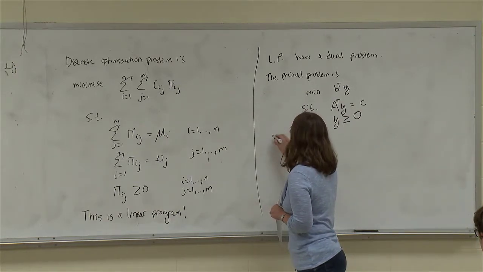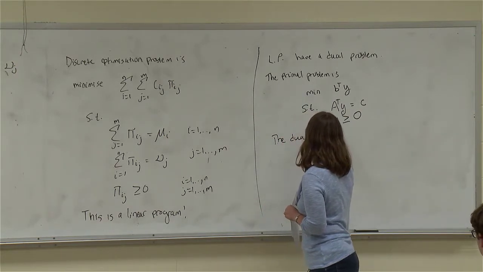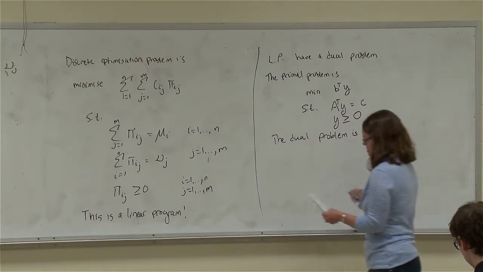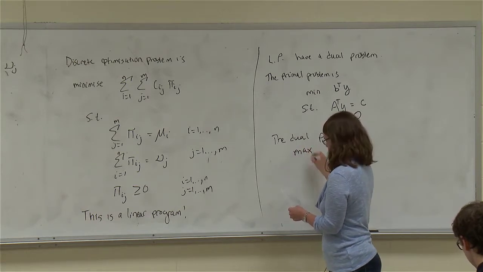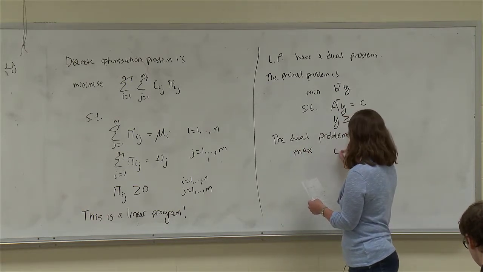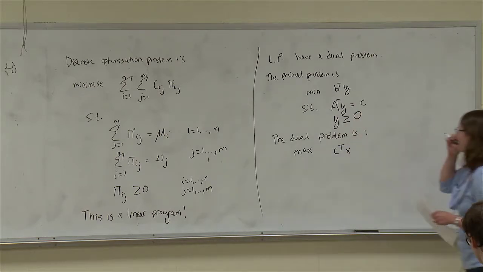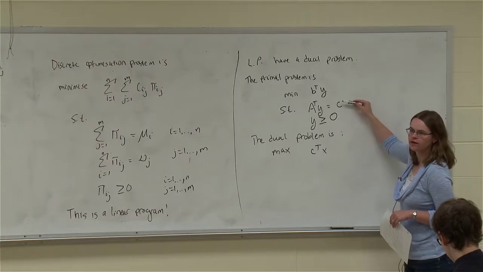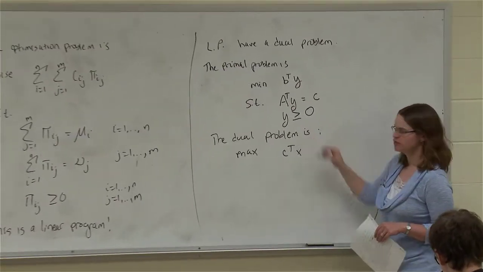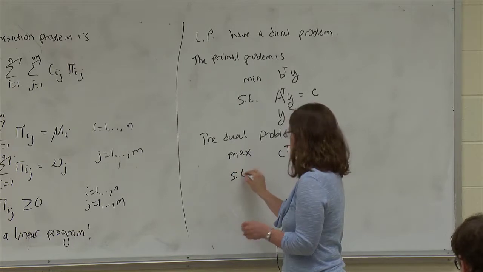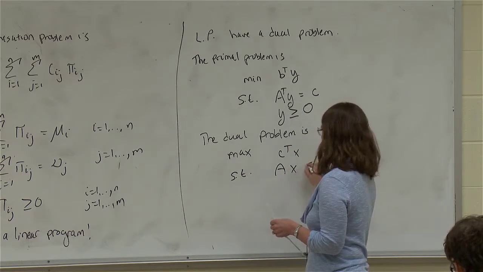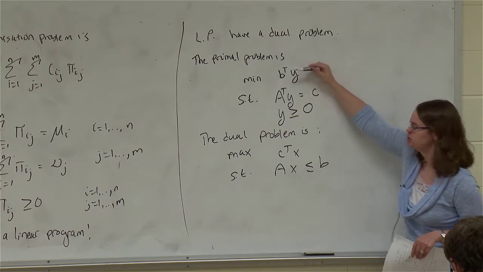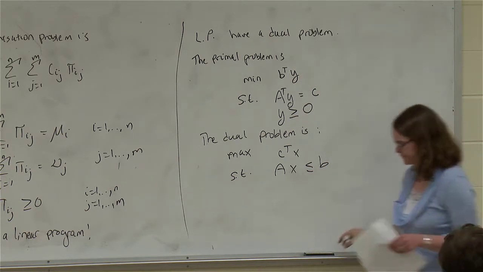Okay, the dual problem for this is going to be a maximization problem. Maximize c transpose x. Okay, so this guy here that was sitting in the equality constraint now shows up in the objective function, and subject to Ax is less than or equal to b. Okay, and similarly, this guy here that was sitting in the objective function now shows up in the constraints.